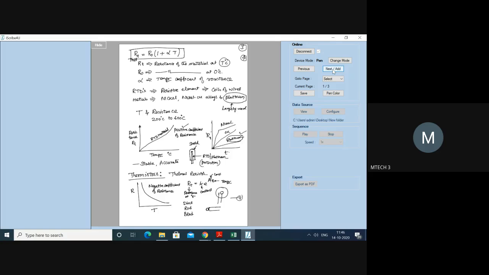Thermodiodes and thermotransistors. Okay, right. So if it is a thermodiode and thermotransistor, what is the type of material which you are going to use here? Diodes and transistors are semiconducting materials. You are going to use what are called semiconducting materials.